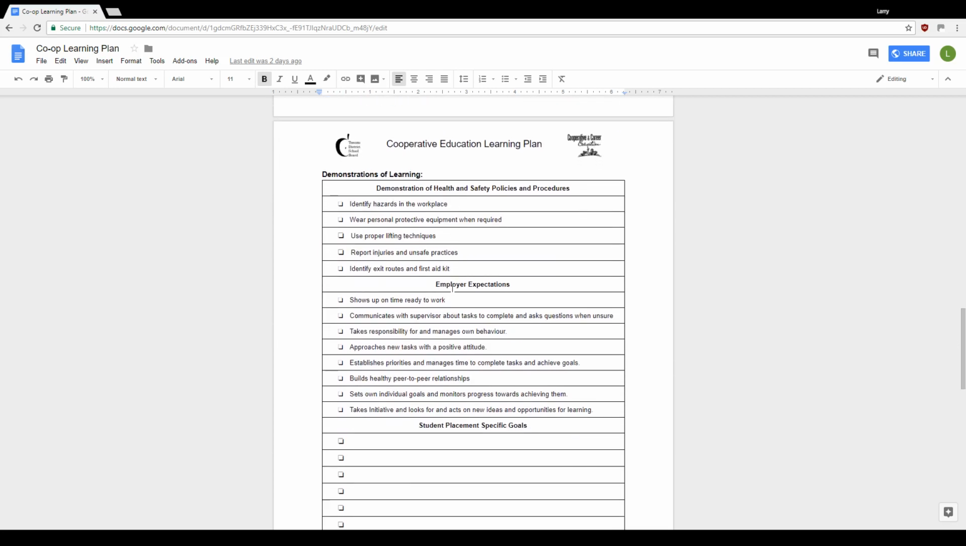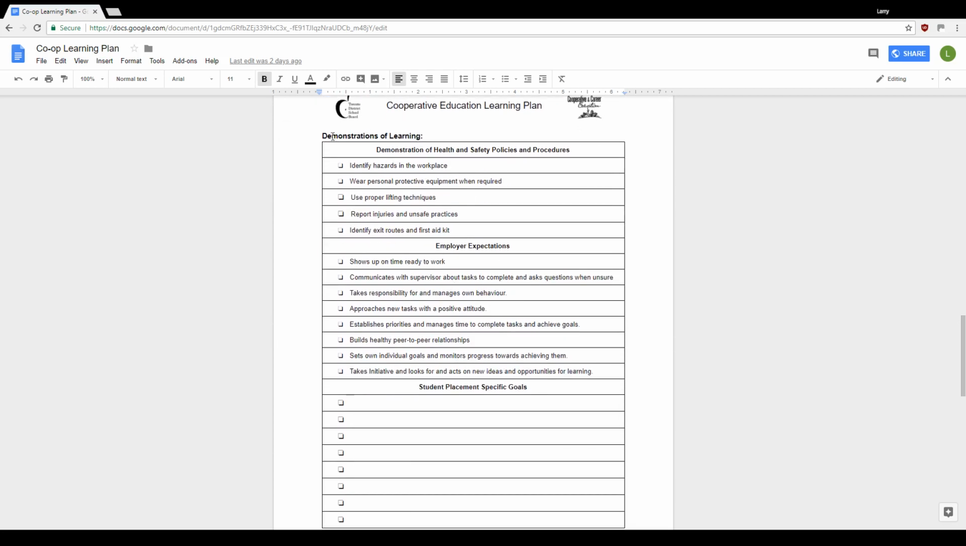The third page is called Demonstrations of Learning. This is what the student is supposed to demonstrate that they can do by the end of co-op. It's broken up into three different categories. The first category deals with demonstrations of health and safety. Once again, we always stress health and safety at co-op, and you know that because I've talked about it a lot. They stress it here as well on the learning plan.